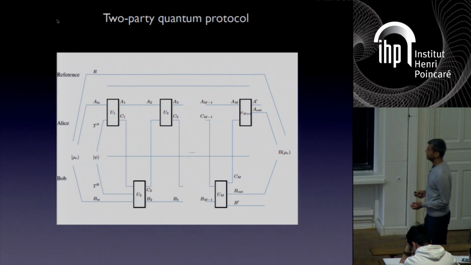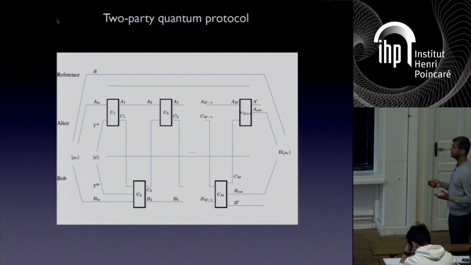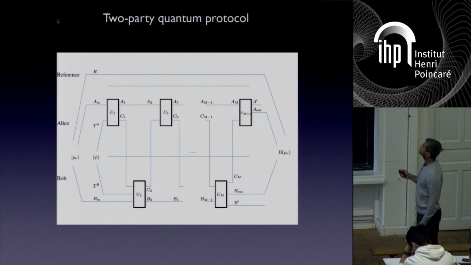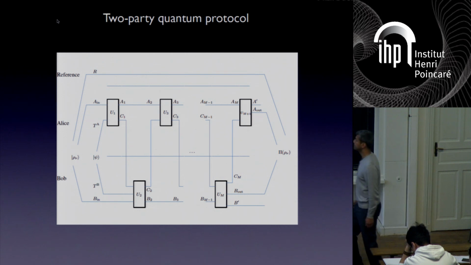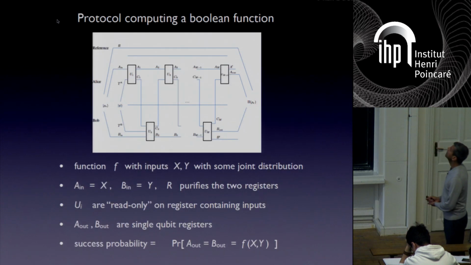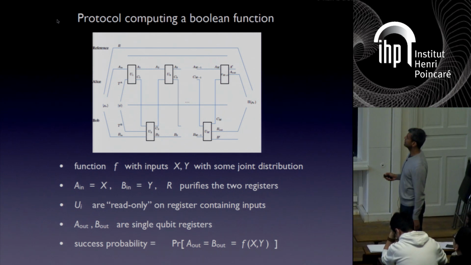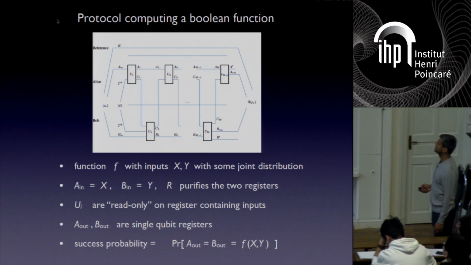You can think of computing a Boolean function by simply having these registers A and B out to be single qubit registers that contain the output. And the question is, what is the probability that these bits equal the value of the function you want to compute? So I've already described how this protocol looks in the case of a Boolean function computation. Maybe I'll just leave it here for a second for it to sink in.